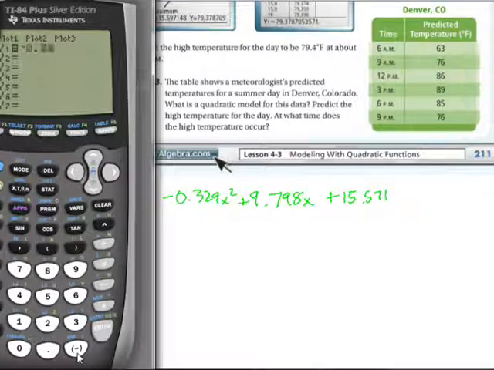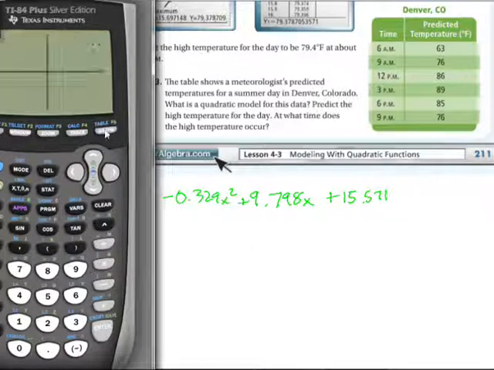So 0.329, that's x squared, plus 9.798 x plus 15.571. Alright, so let's graph that.